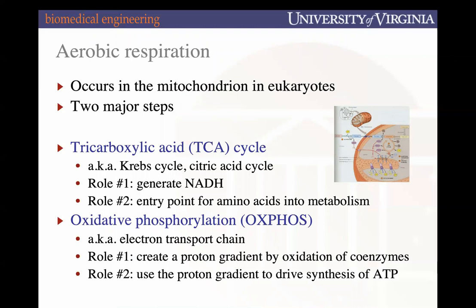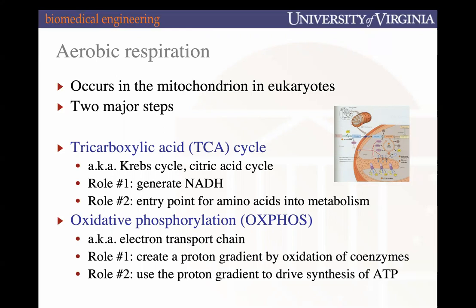One key thing to note is that aerobic respiration, like we said, is happening in the mitochondria, and mitochondria are only present within eukaryotic mammalian cells. Prokaryotes typically don't have them, and so they rely a lot on glycolysis and fermentation. There are two major steps that we're going to be focusing on for aerobic respiration today.